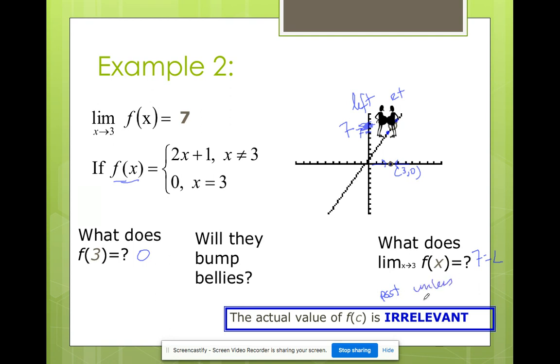Unless f of x is continuous. That's why continuity is important. If your function is continuous, then the behavior around the function value is very, very close to the function value. That's why we love continuous functions.